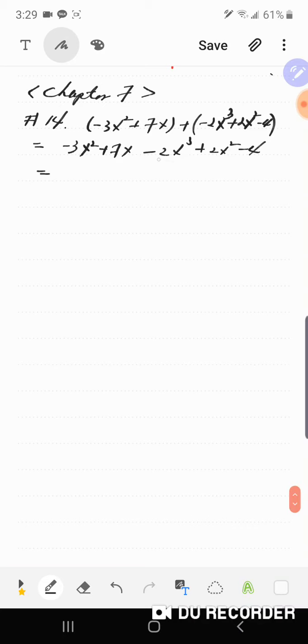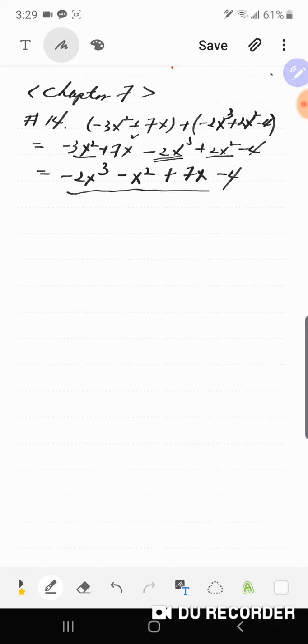Before we combine the like terms, make sure you write the largest exponent term first. So negative 2x cubed comes first, and next is x squared. Here is x squared, x squared. Combine these two: negative 3 plus 2 is negative x squared. Here is only one x term, so write it down, 7x. And here is only one constant, so write it down. So that is the result of the addition.